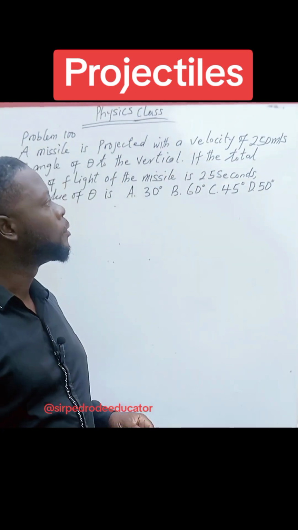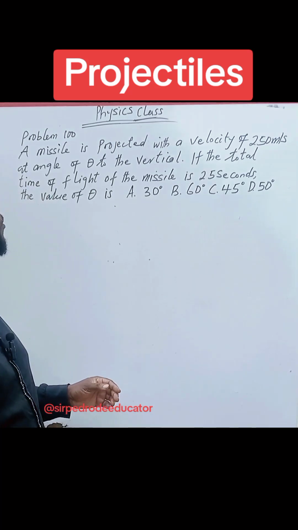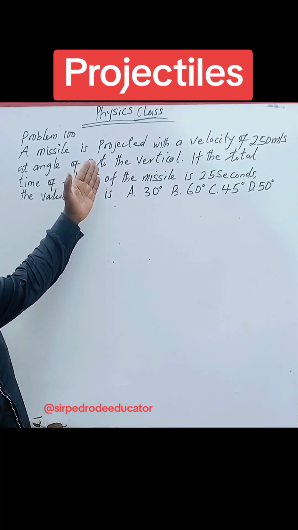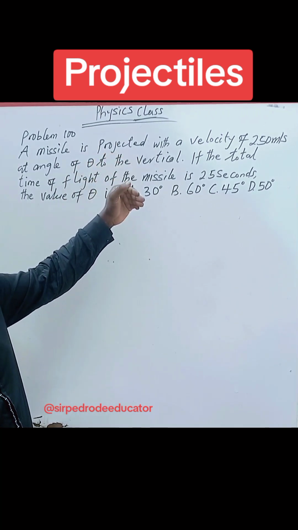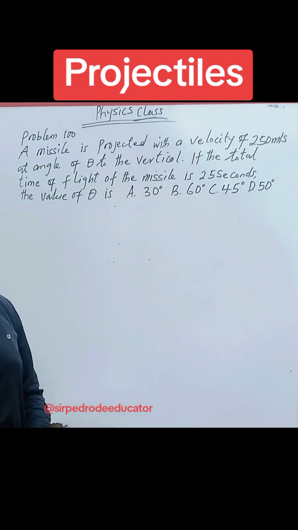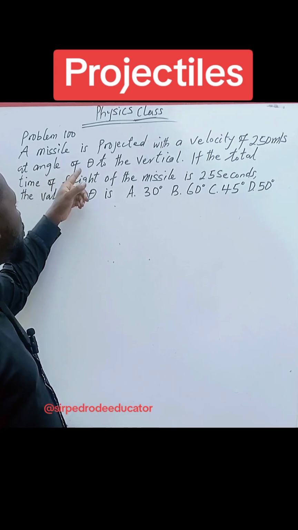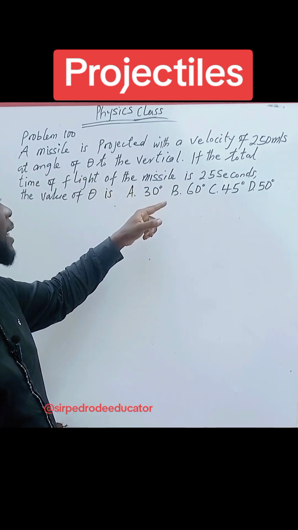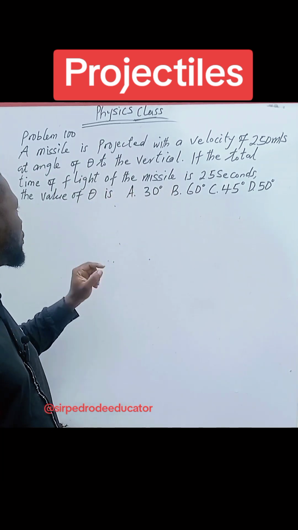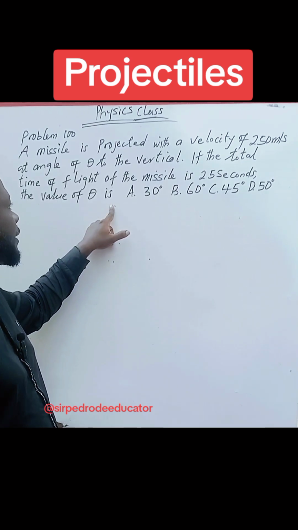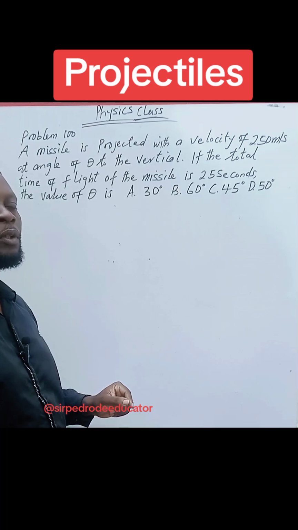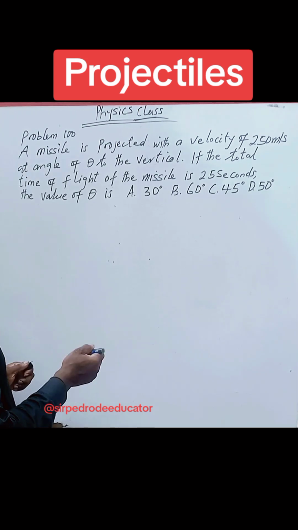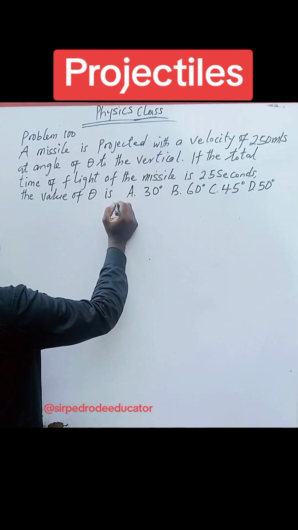So today, we want to look at this problem on projectile. As you can see from the board, the question says a missile is projected with a velocity of 250 meters per second at an angle of theta to the vertical. If the time of flight of the missile is 25 seconds, the value of theta is, so these are the options. So looking at the question, the first thing you do is to sketch a diagram for it.